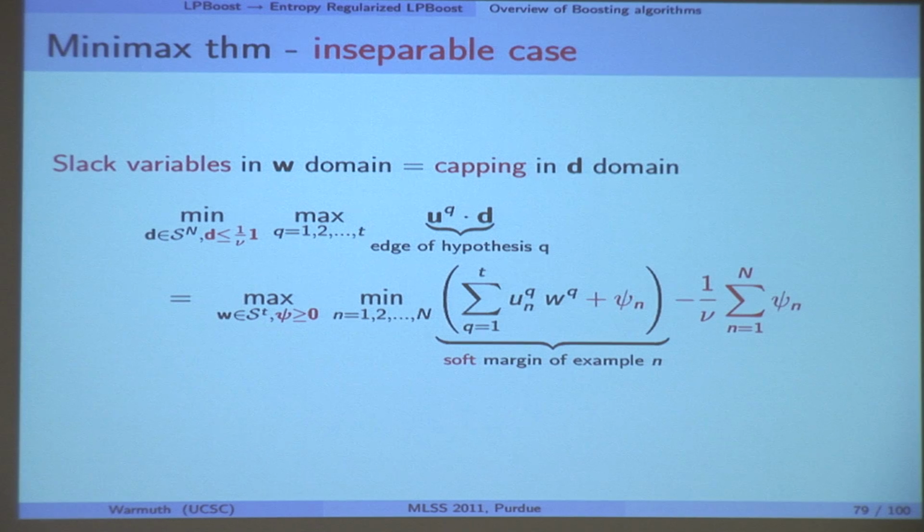So this is a common trick to handle the inseparable case that's used in support vector machines. It's known as the nu trick. So what you do is you add slack variables to each of the examples, psi n. There's a slack variable for each example. And then you take the minimum, and you minimize the overall slack, or you try to get that slack small. And in the dual domain, that corresponds to capping the distribution, and working with a capped probability simplex.